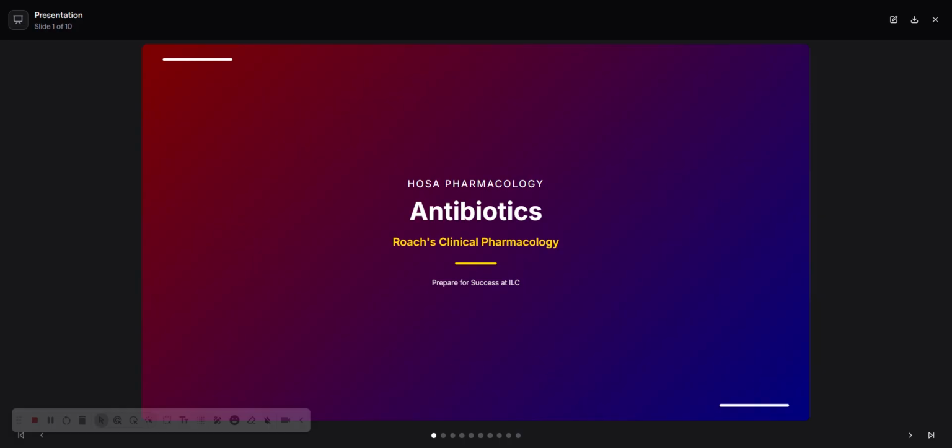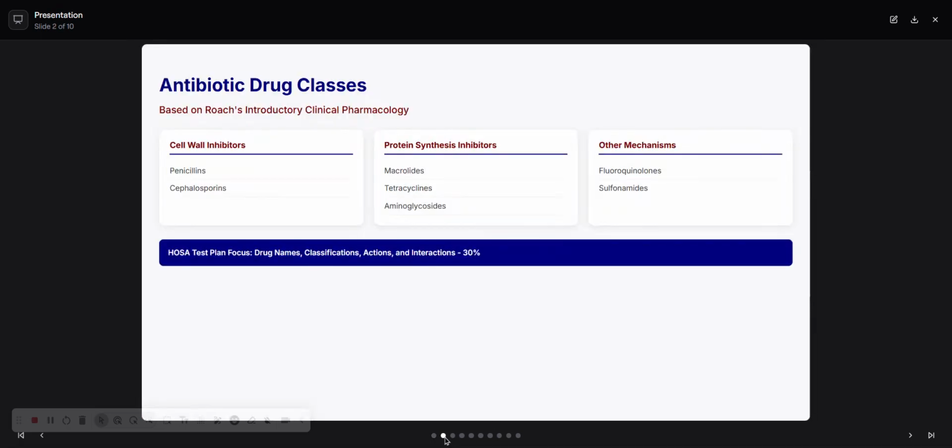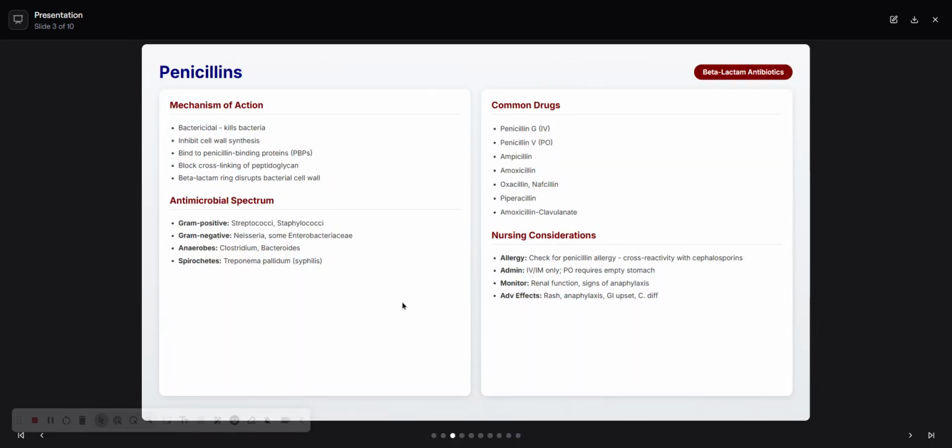But this isn't just for pharmacology. You can do this for any sort of pharmacology in general, like the PTCB. But yeah, antibiotics is one of the first few chapters in Roach's book, so we'll be getting into that. First, the drug classes. I'll be going over each of the drug classes as the video goes on, so we can just skip this slide.